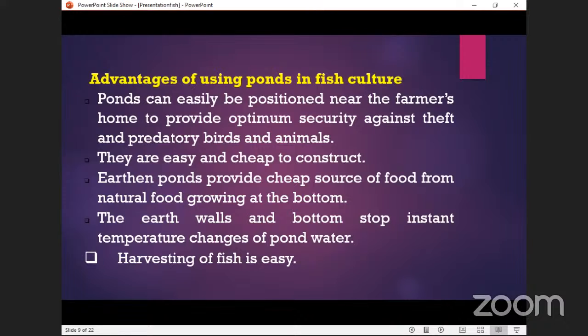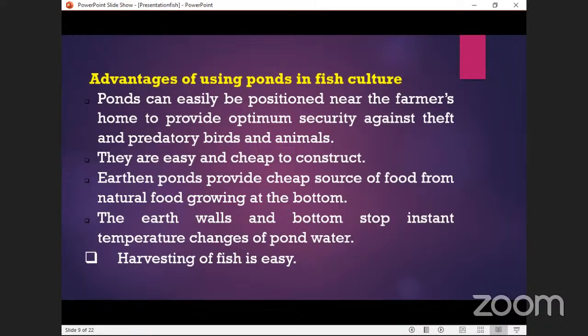Earthen ponds provide cheap source of food from natural food growing at the bottom. The living organisms which are inside the soil. Earth simply means the real earth, the real soil which has not been cemented. Because by the moment you cement it below, you are going to cut off the micro living organisms which would have been eaten by this fish. So that's an advantage of this type of pond. You reduce the cost of feeds.